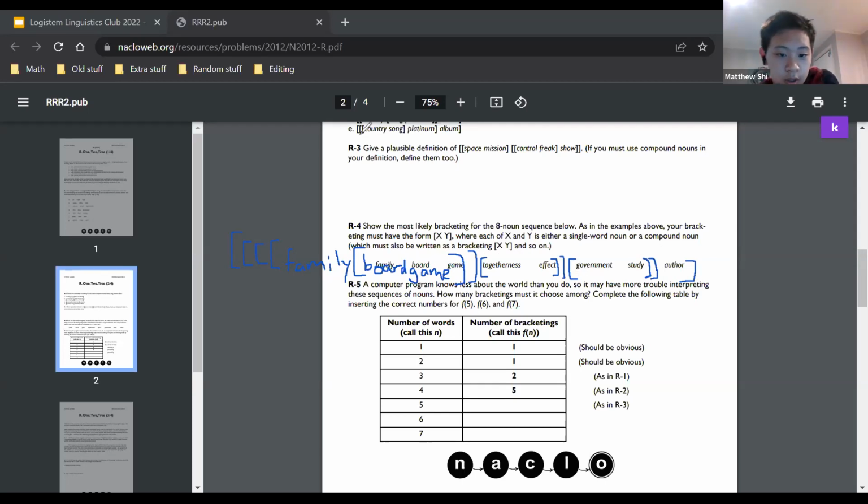Okay, so yeah, I realized halfway that I could have just put the brackets around the words. But as we can see, the innermost one is board game, which is a very common compound noun, like Monopoly, Sorry, all those board games. And then family board game. So family and board game, like a board game that you play with your family. That is the next one here.